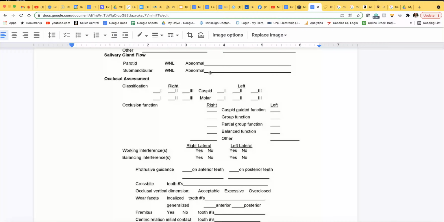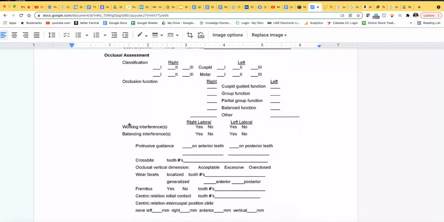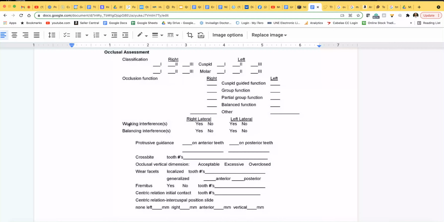So this isn't a helpful bit of information. Occlusal assessment, quick enough to put in there. Occlusal function: when they go right and left, are they guided by their canine only? Group function: are they guided by their canine and their premolars? Partial group function, I guess that would be just one premolar.